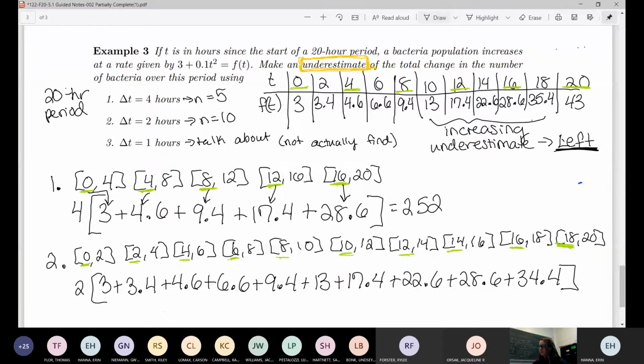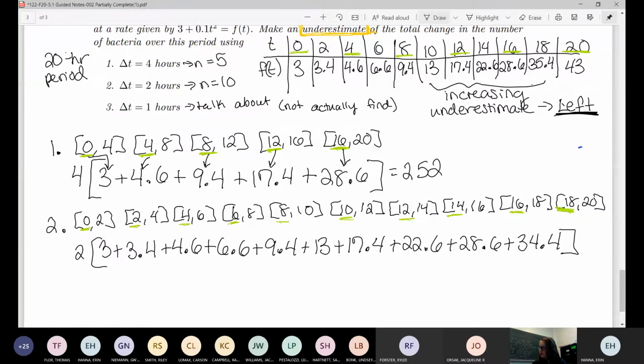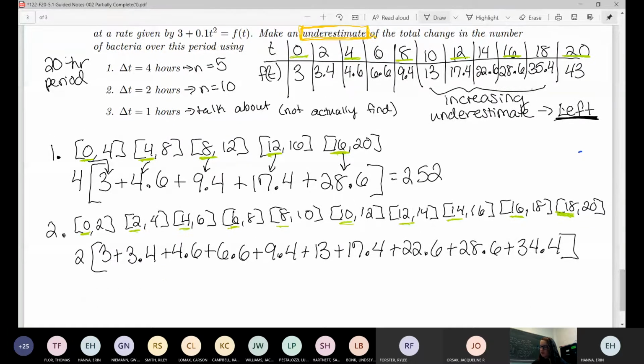But anyway, so this is going to be our underestimate for essentially using 10 rectangles. So delta T would be 2. And remember, we were getting that because we were asked to work over a 20-hour period. So breaking 20 hours into sets of 2, you get 10 sets of 2 essentially. So plug that into a calculator. You get 288.